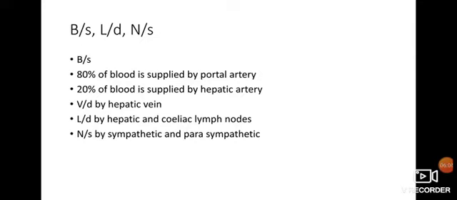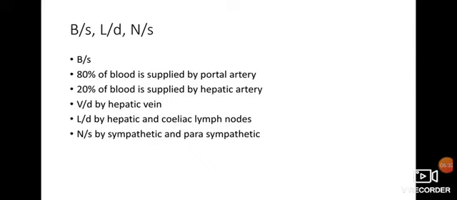Then regarding the blood supply and other supplies, 80% of the blood is supplied by the portal vein and 20% by the hepatic artery, because the end product of digestion has to be stored inside the liver. So 80% of the blood of the portal vein is carrying the end product of digestion, and that is stored inside the liver cells. 20% is supplied by the hepatic artery.